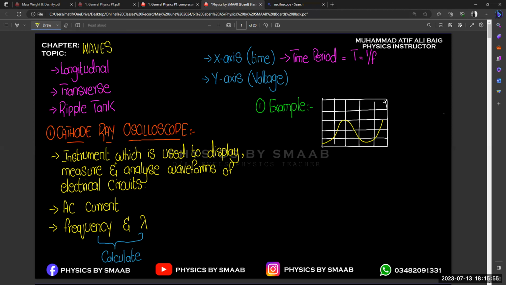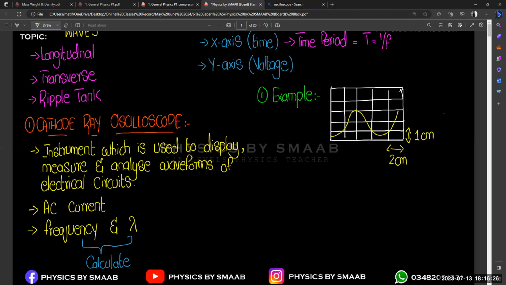So basically, whenever you are going to solve the question of oscilloscope, they mention the values of x and y axis, because you need to know the length of one box on the y axis and the length of the box on the x axis. So let's suppose the length of this box is equal to 2 centimeter, and the vertical height of this box is equal to 1 centimeter. It varies according to the question, so it is not a fixed value. So let's suppose we consider the x box as 2 centimeter and the y box as 1 centimeter, and the other values are mentioned in the question.